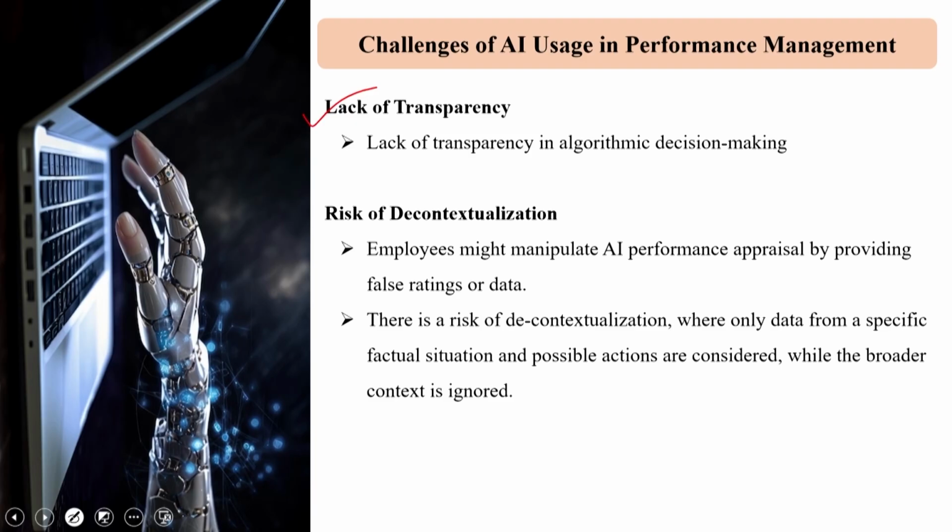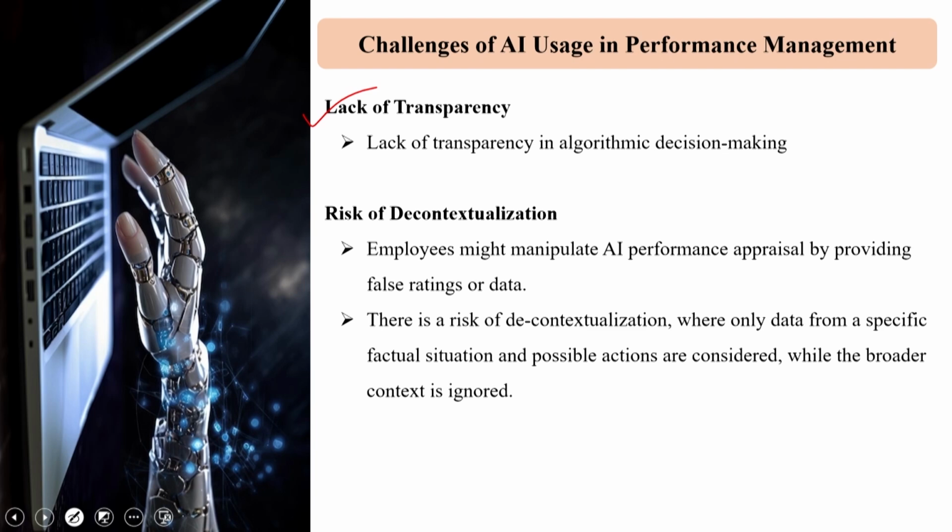Let's look into that. A significant issue that may lead employees to be cautious about using AI in performance management or other HR activities is a lack of transparency in the algorithmic decision making. And AI systems often base their decisions on historical data and patterns they have been trained on. So this is where the root cause is.